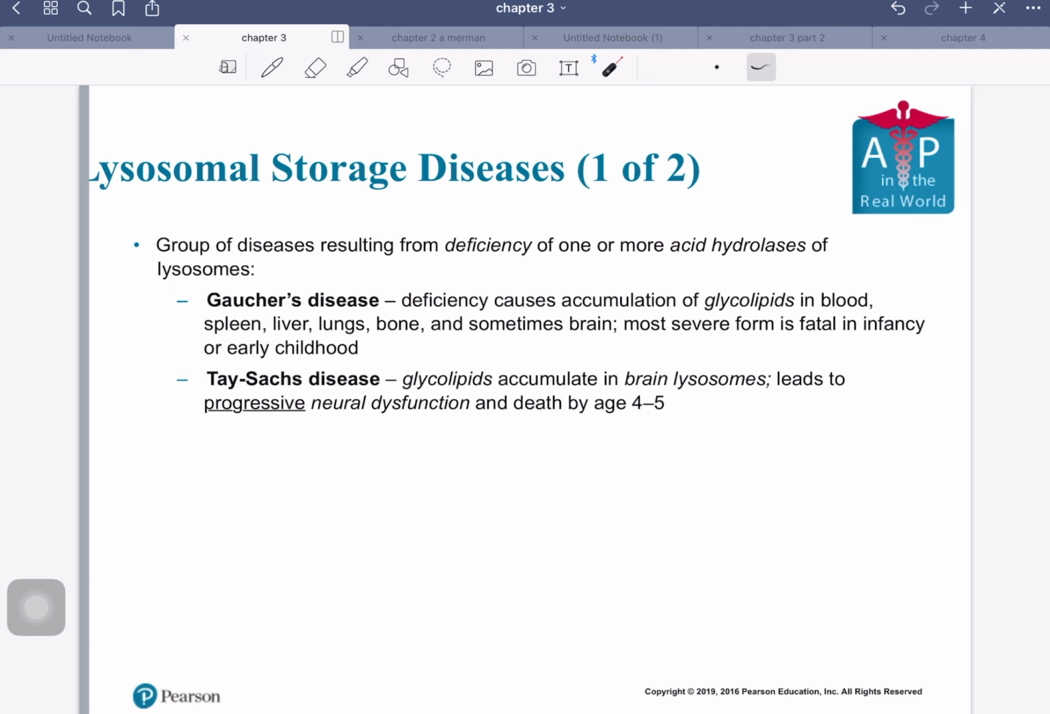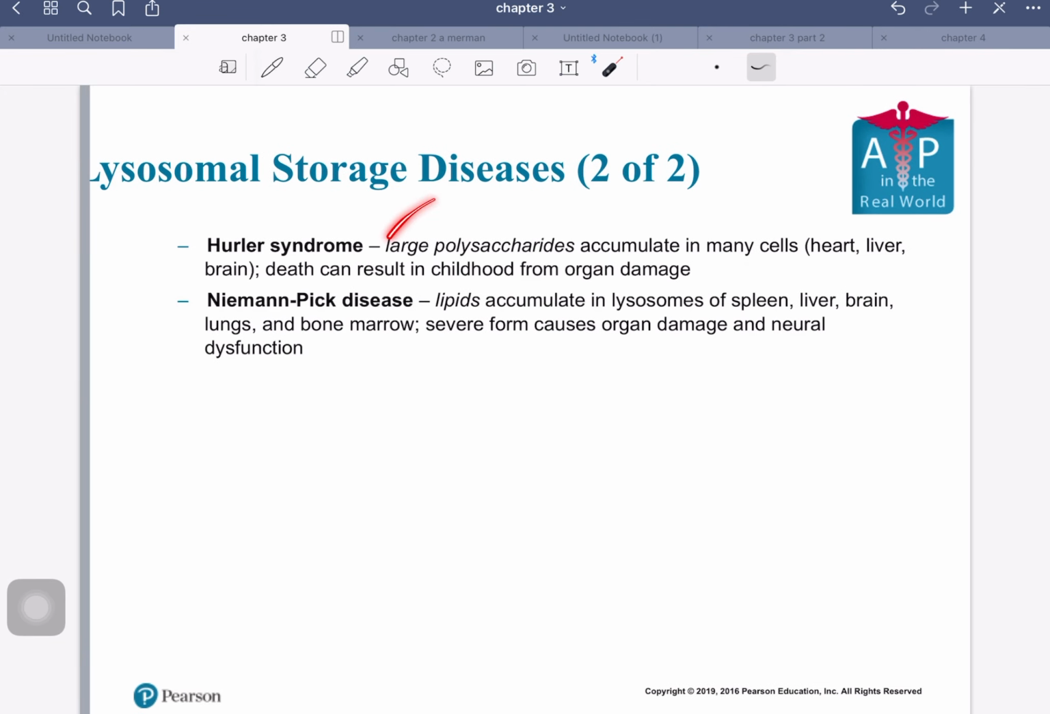Quickly look in your book at some of the lysosomal storage diseases, such as Tay-Sachs, which I think we have talked about in class, Hurler's, and Niemann-Pick disease. It will give you an idea of how these lysosomal storage diseases function within the body.